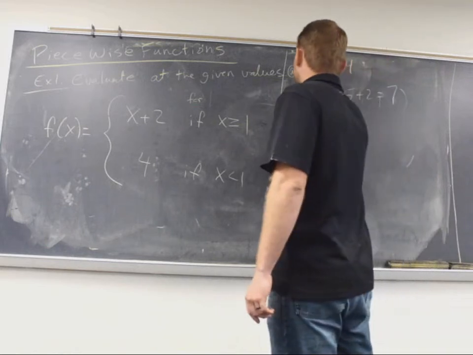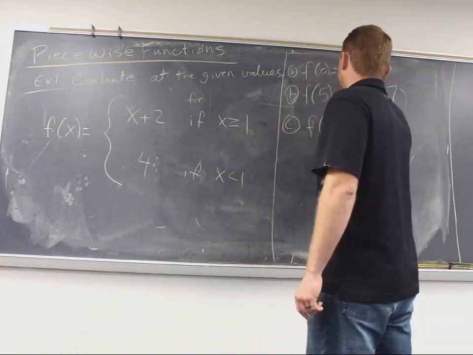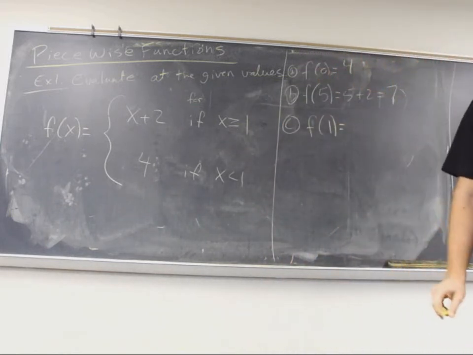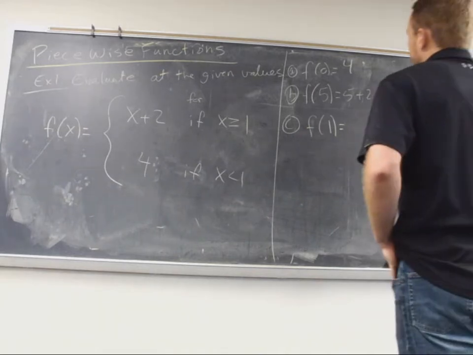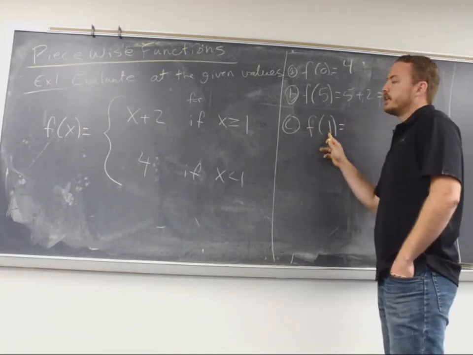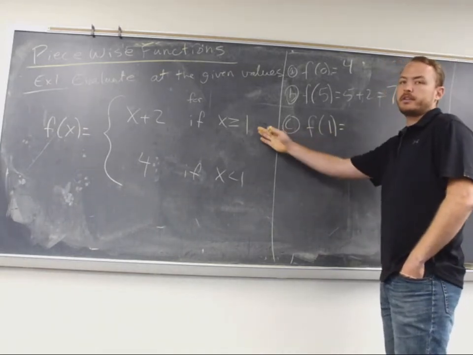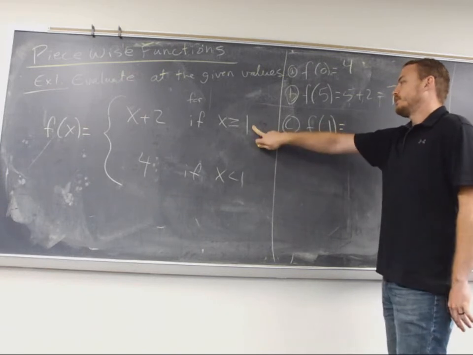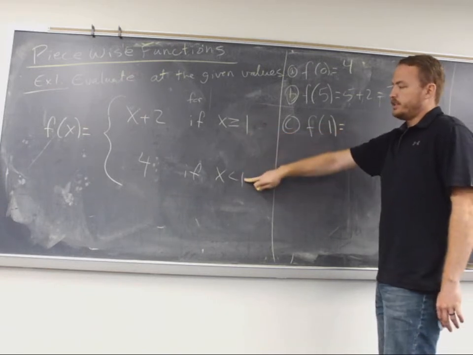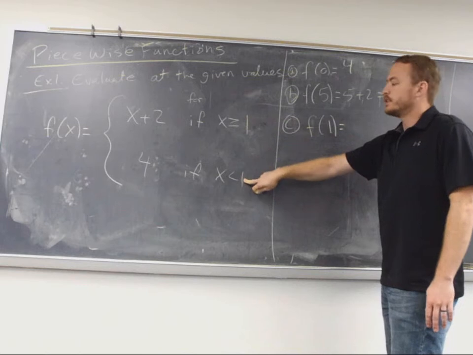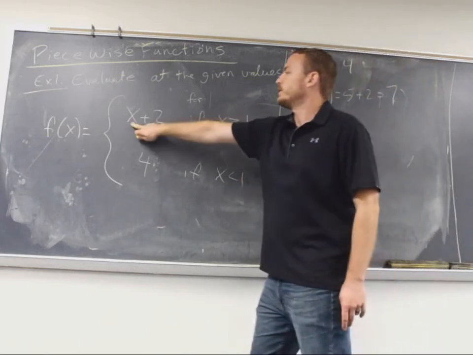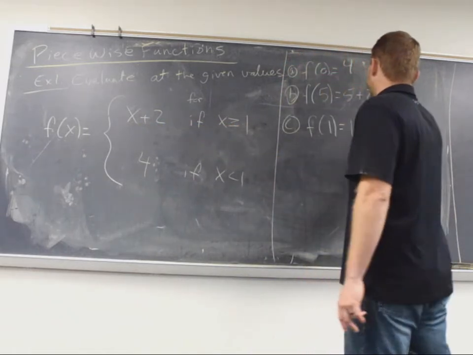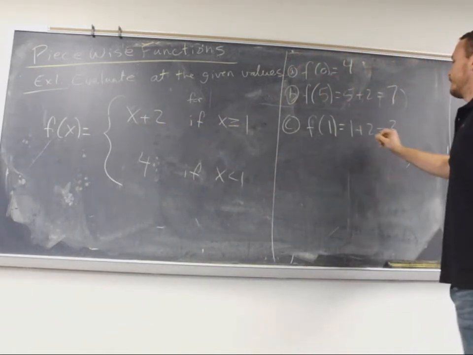All right. C. What about f of 1? At any time, pause the video and try a couple of these yourself. F of 1 means my x value is 1, and I need to come over here and see which parameter it falls under. Is it greater than or equal to 1? Yes. And just to check, make sure we're not saying, is it less than 1? No. So it falls under this one, so I'll plug 1 in here everywhere there's an x. So I get 1 plus 2, which is 3.